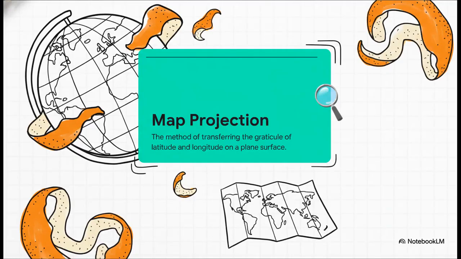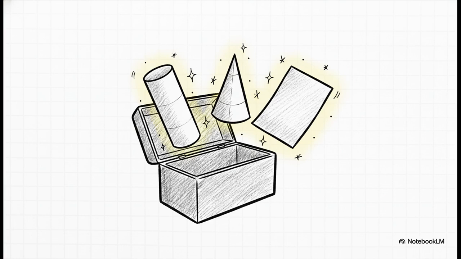So, how do the smart mapmakers solve this big problem? They use something called a map projection. It's basically just a clever system, a set of rules for taking the Earth's grid, all those latitude and longitude lines, and drawing them onto a flat piece of paper. This is their answer to the orange peel problem. So the big question is, how do they actually do it?